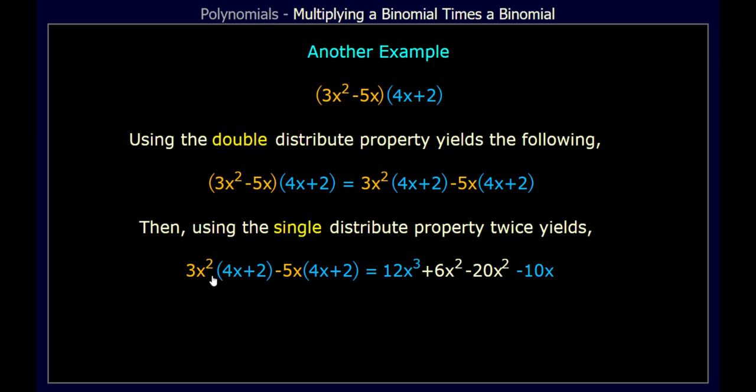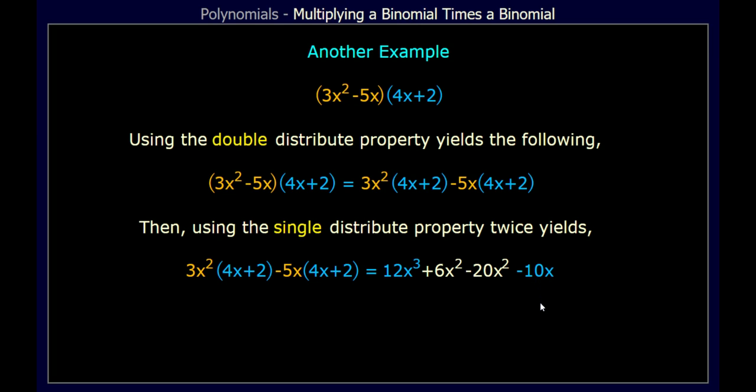I'm done with him. I can focus over on this part here. Uh-oh, got that minus. I've got to watch out for that. It's a minus 5 times 4. It's a minus 20. And I have x times x is x squared. And then I go down to the last term. Minus 5x times a positive 2 is a minus 10x.